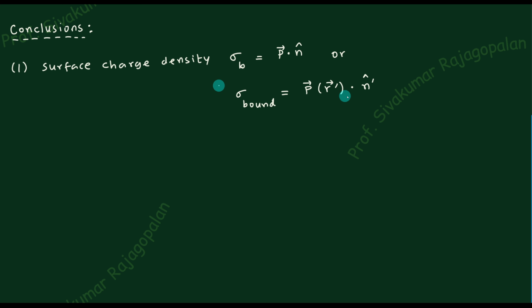In some of the books you may find this kind of expression for the sigma bound, so you should not think that this is different. The polarization P is a function of r prime, but in this particular case we simply say that it is a function of r. Whether it is the primed variable or unprimed variable, there is no problem, because after taking the dot product, all those vectors will disappear.